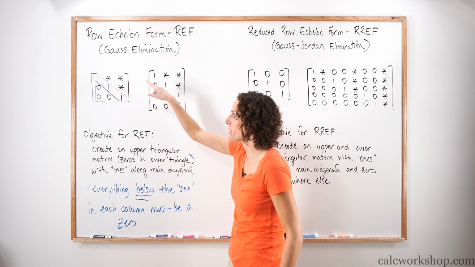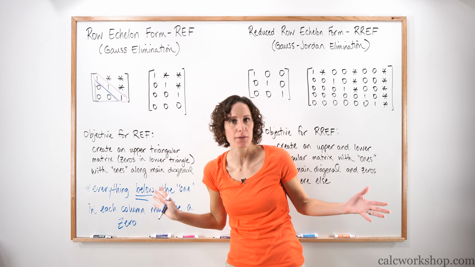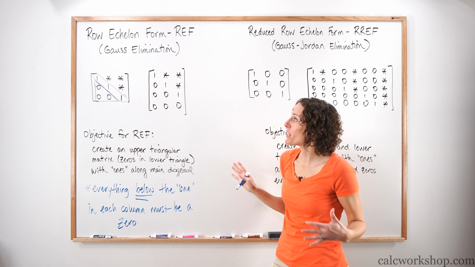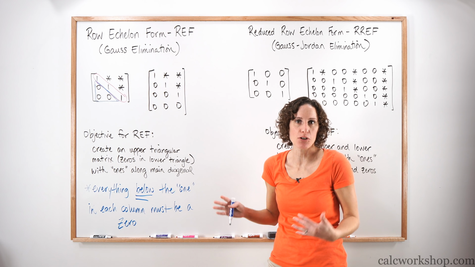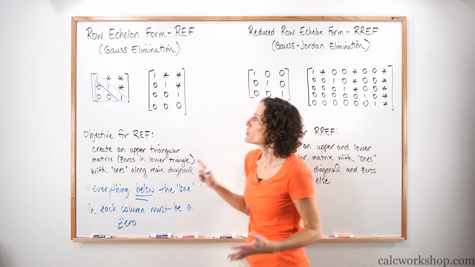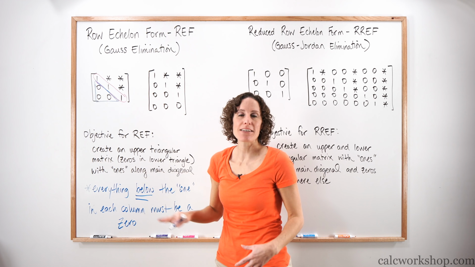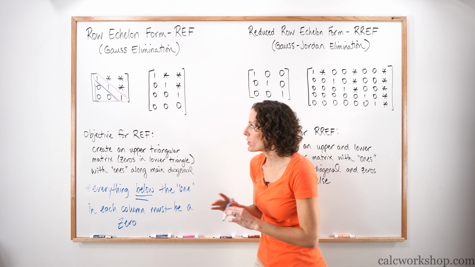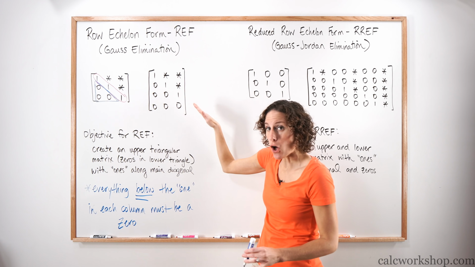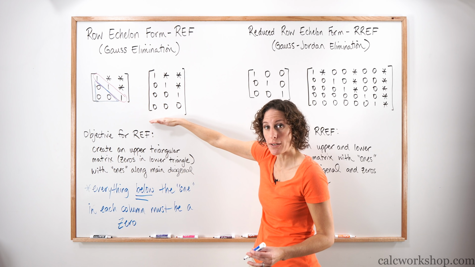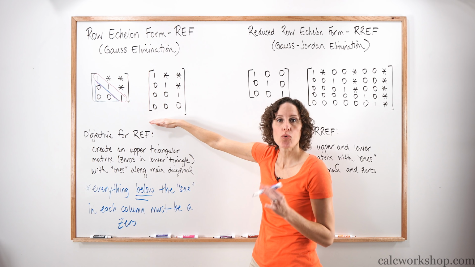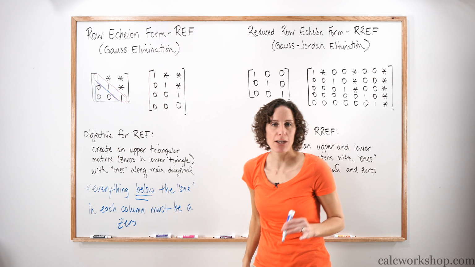Now, what are these little asterisks? These asterisks represent any number we want them to be. We don't really care, because what we'll be able to do is do back substitution to find our answer, and we've seen how to do substitution. We've been doing it since Algebra 1. So the asterisks represent any number. What we want to do is get ones along a diagonal, zeros below any of the ones. That's for REF, row echelon form, or Gauss elimination.